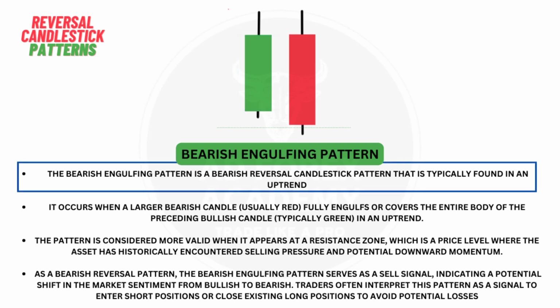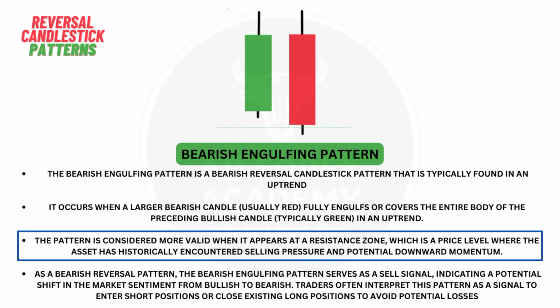The bearish engulfing pattern indicates a potential reversal from an uptrend to a downtrend. You can find this pattern most effectively at resistance levels, which represent supply zones. Here, sellers outnumber buyers, leading to a probable price drop.